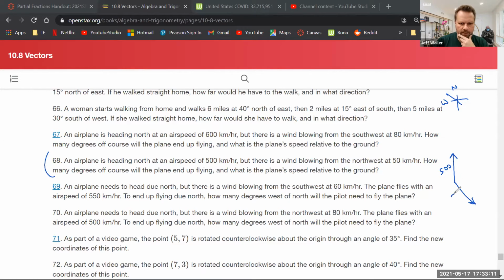And that's 50 kilometers an hour. So I probably should have made that shorter, but too bad. Redo that so this makes a little more sense visually. All right, that's 500. So here's 50. So I want to add these vectors to see what the actual direction of motion of this plane is.